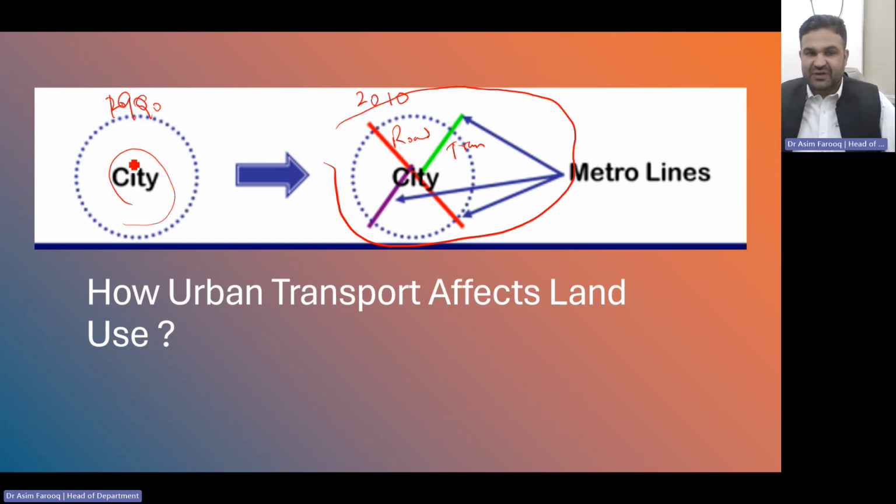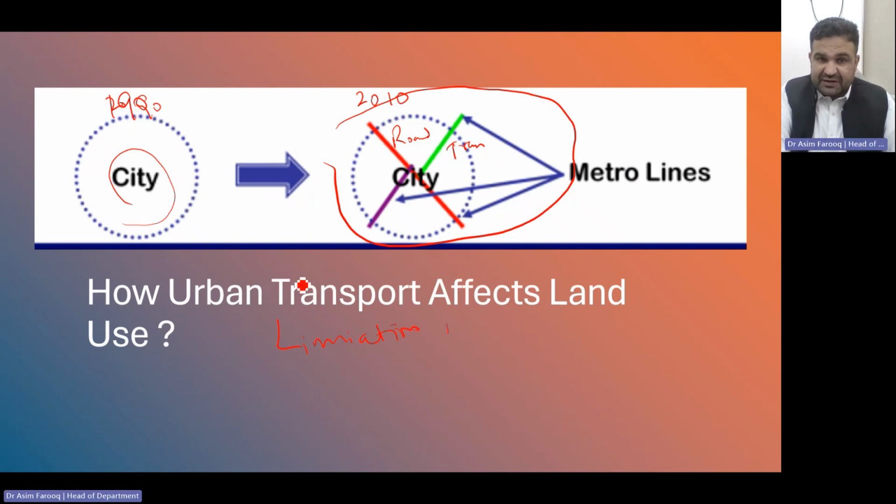So for example, if this is the city in 1990, then after 20 years more people are traveling for work, for better health facilities, for commercial activity. So we need to extend our transportation infrastructure. But now you need to understand the city limitation as well, okay?